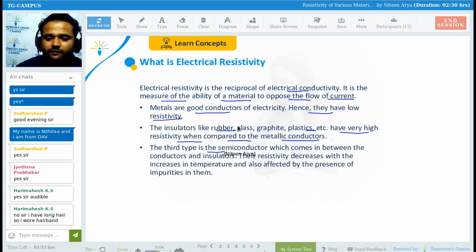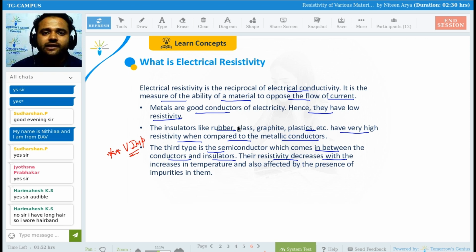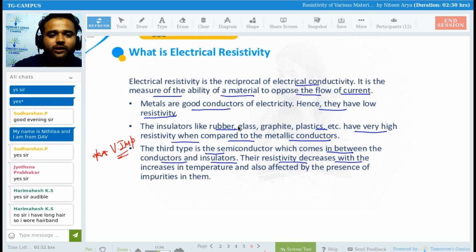The third type is the semiconductor, which comes in between the conductors and insulators. Their resistivity decreases with the increase in temperature. This is very important, mark it out. On this single line, you can get a question either in your JEE or in your boards. What is the meaning of that? Resistivity has an inverse relation with temperature, for semiconductors. Clear?